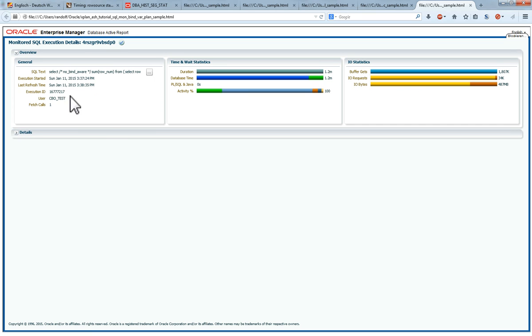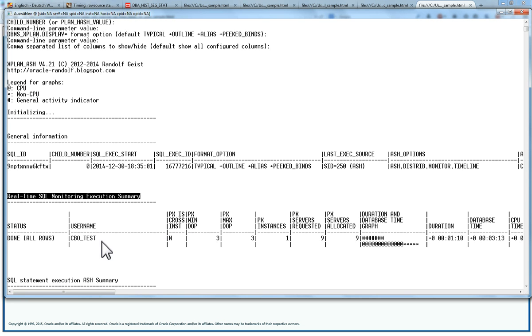So you get here information about the user, the duration, so the wall clock time that this execution took, then the database time, how this database time was spent on I/O, on CPU, and so on, and also this more granular information about the wait activity and the CPU activity. And finally here this logical and physical I/O stuff. This is pretty much the same that you will see here.